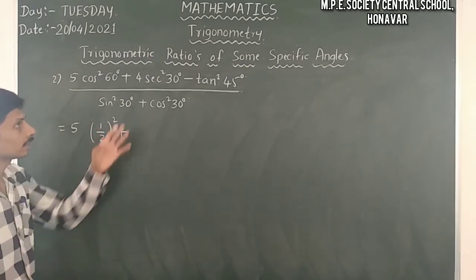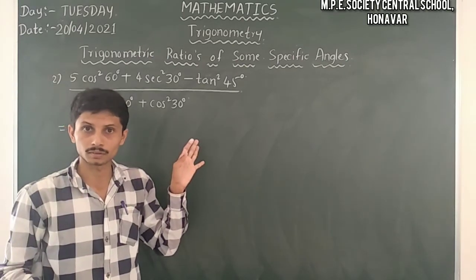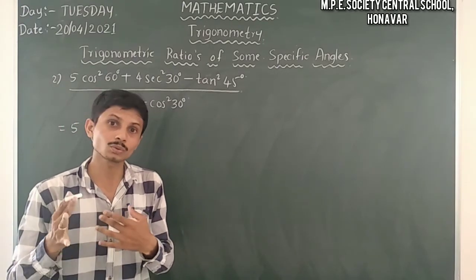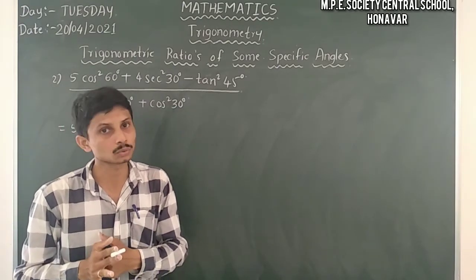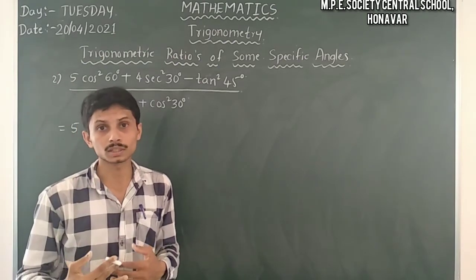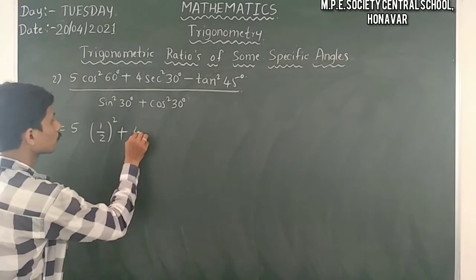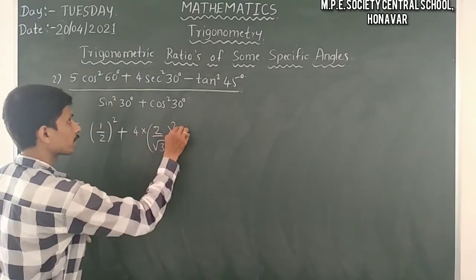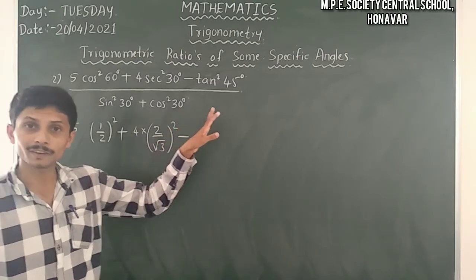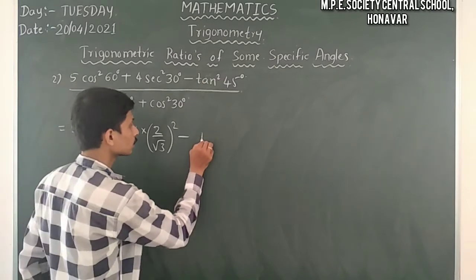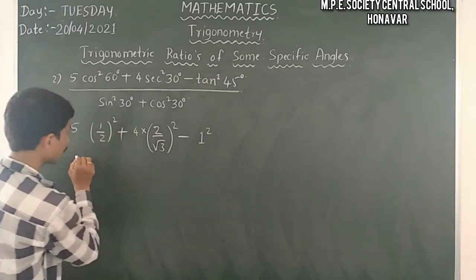Plus, secant 30 degree we have. That is the reverse of cos 30 degree, already we know that. Cos 30 degree is root 3 by 2. So then the reverse of that one is 2 by root 3. Whole square you have to take. 4 into 2 by root 3 whole square. Then minus tan square 45 degree. That is, tan 45 degree is 1, and 1 square.